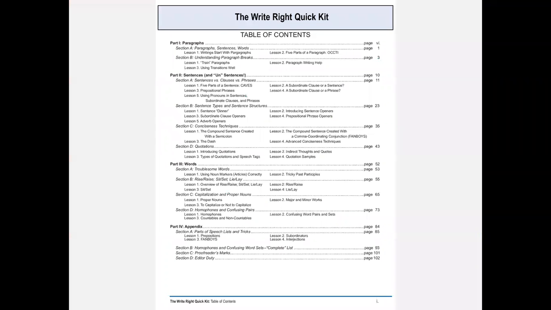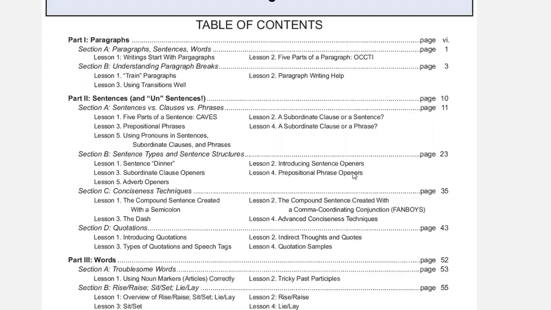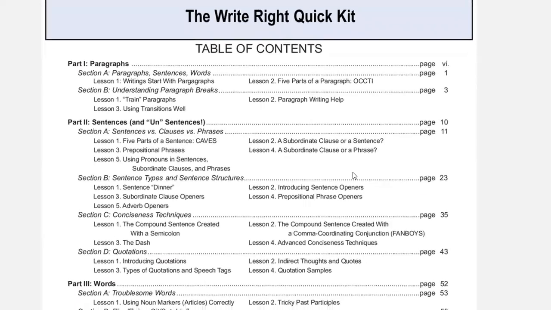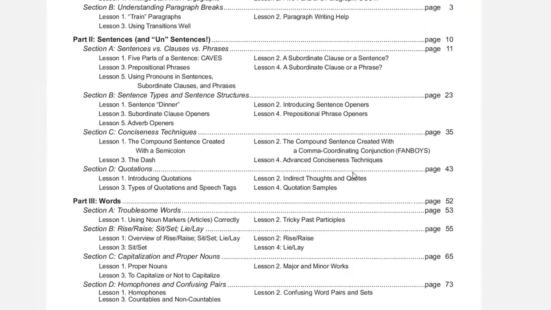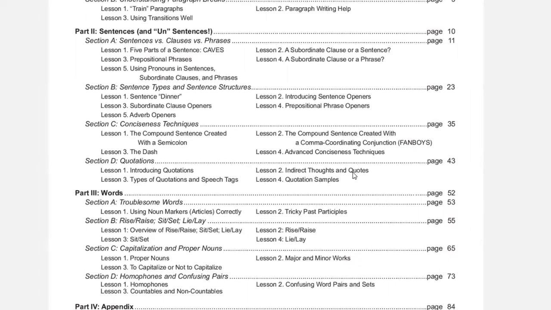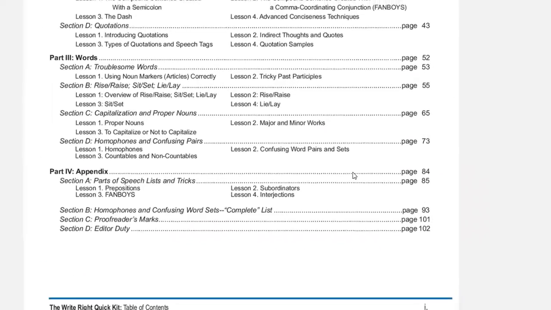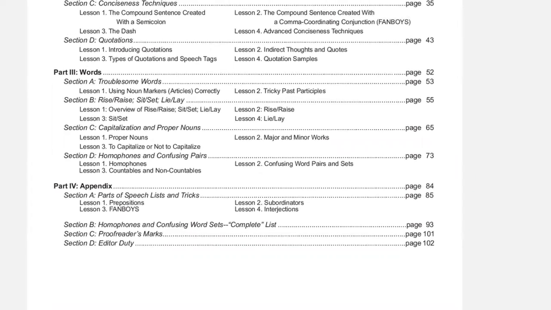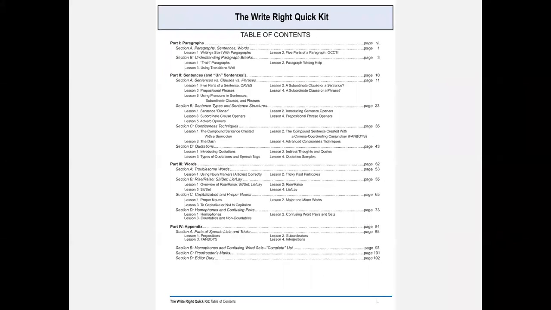Here is the table of contents. I'm not sure what happens when I do this. I don't know if you guys can see me enlarging that, but if you zoom in, you can see the table of contents of the Write Quick Kit. Part 1 is paragraphs, and then there are 2 sections under that, A and B. Part 2 is sentences and unsentences, and that has 4 sections, A, B, C, and D. And then part 3 is words, and that also has 4 sections. And then there's an appendix with a ton of stuff that you're going to want. So you can see how it's broken down part by part and section by section, so you can go through the program 1 section at a time, however your time allows for you to get through the material, if you decide to do that.